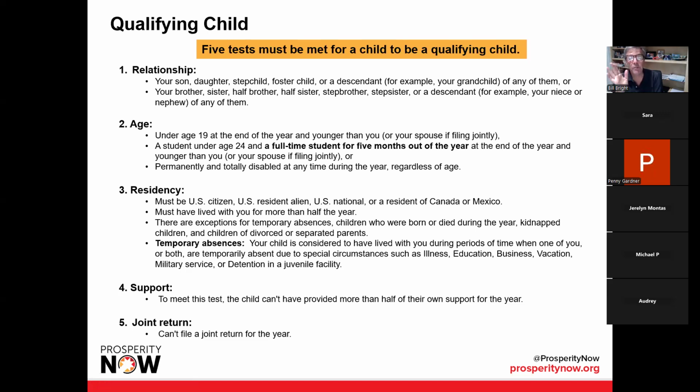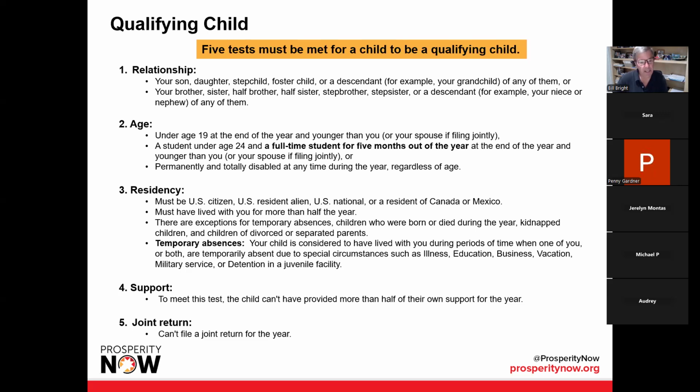Okay, they must have lived with you for more than half the year. All right, there are exceptions for temporary absences. Again, children that are born or died during the year. Again, we have folks that come in, their child is born on the 30th of December. Well, technically, that's the whole year for a dependency certification, even though the child was only alive for a day or two at the end of the year. Kidnapped children, children of divorced, separated parents. It gets a little complicated with that situation.